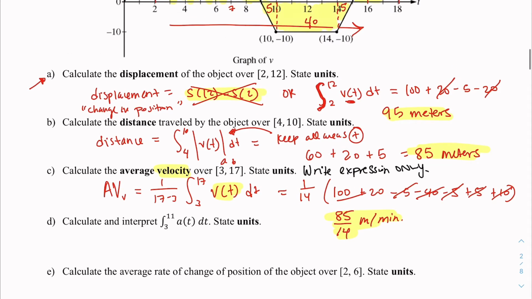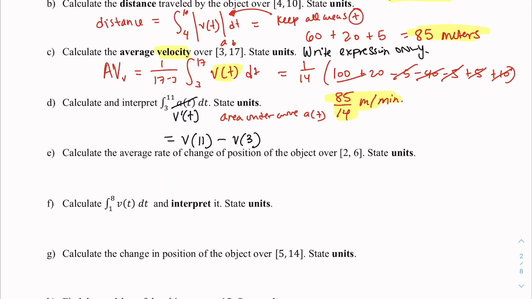Okay, D says calculate and interpret the integral from 3 to 11 of a of t dt. This literally just means the area under the curve of a. That's not what they want me to say. What we want is something that makes sense for a normal lay person. So we will use net change by crossing out a of t and writing instead v prime of t. Why? Well, this now allows us to use the property that says the integral of the rate is just the original function evaluated at the upper and lower limit and subtracting them.